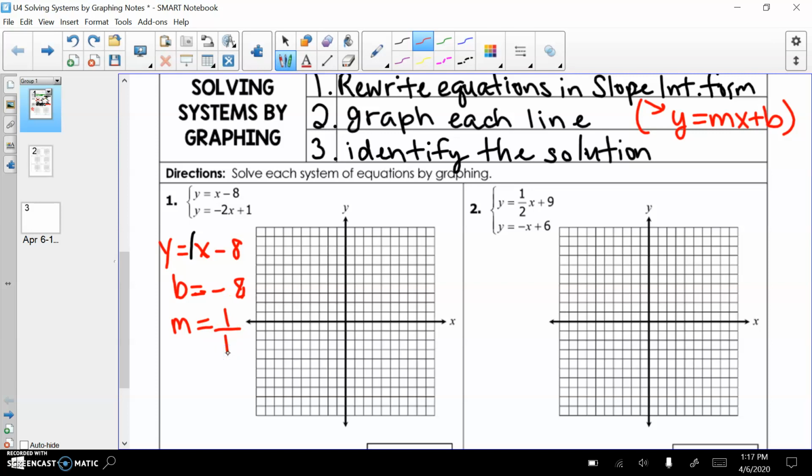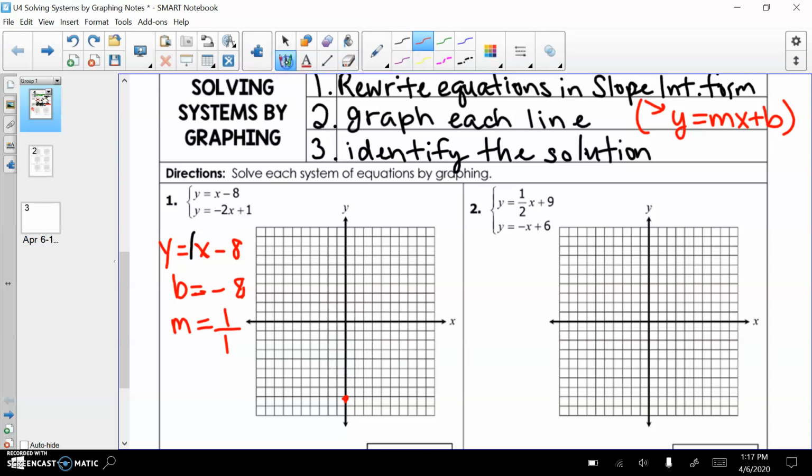Okay, so for this one, you're going to start at 0, right in the middle. From there, the -8 tells me I'm going to go down 8. I'm going to go down 1, 2, 3, 4, 5, 6, 7, 8. And that's where you're going to put your dot for that one. That's where that one crosses the y-axis. So from 0, I went down 8.